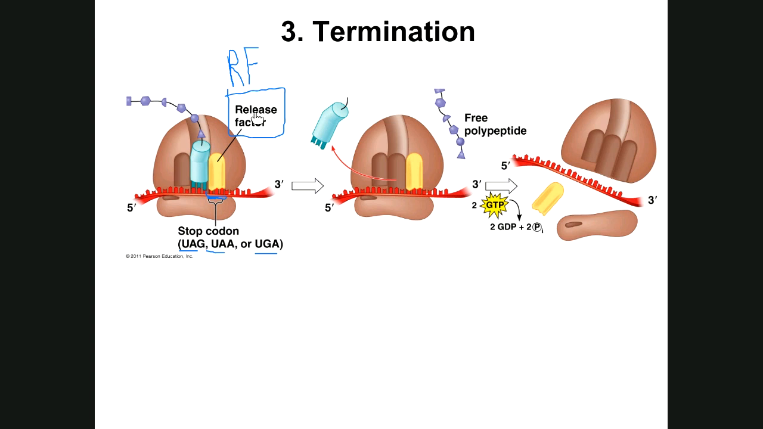So again, when this protein called release factor enters the A site of the ribosome and binds to the stop codon, it first triggers the release of the polypeptide from the ribosome. Here they say free. Second, release factor triggers the disassembly of the initiation complex. Notice the 2 subunits separate from each other. The mRNA is released. Thus, translation is terminated.